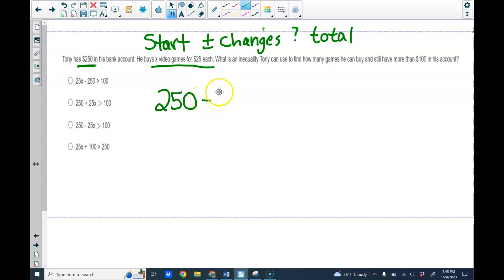And we don't know how many video games he's buying. But there's that magic word each. So remember, when we see the word each, that's usually the one that gets our x. So $250 minus $25 for each video game he gets. And then he still wants to have more than, so that helps me with the symbol. So more than $100. So he starts with $250. What changes is him buying video games. And then he wants to have more than $100 in his account.